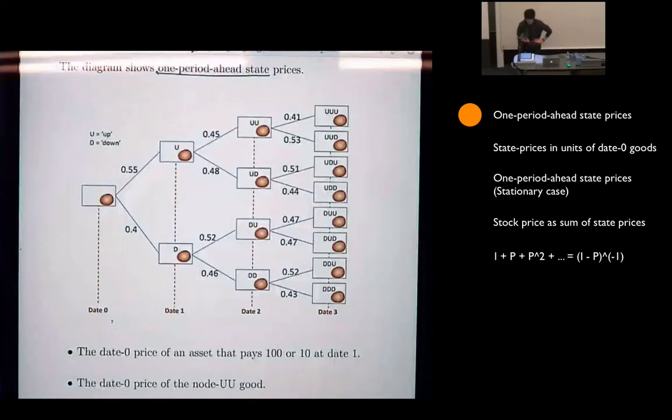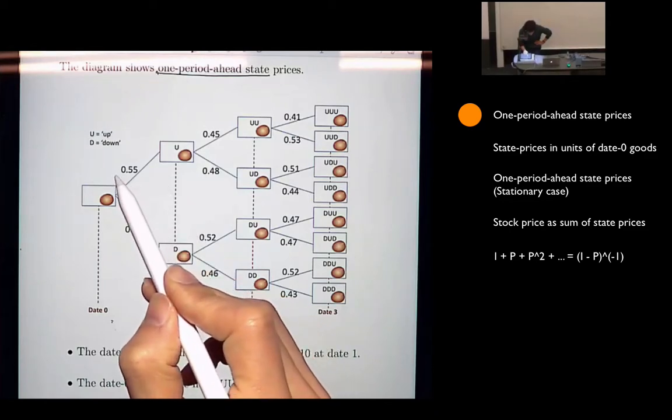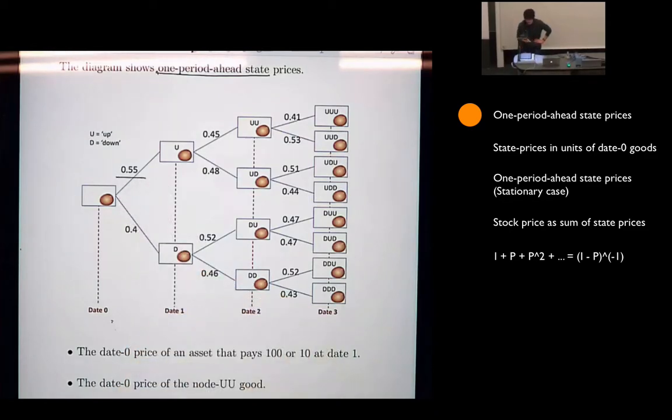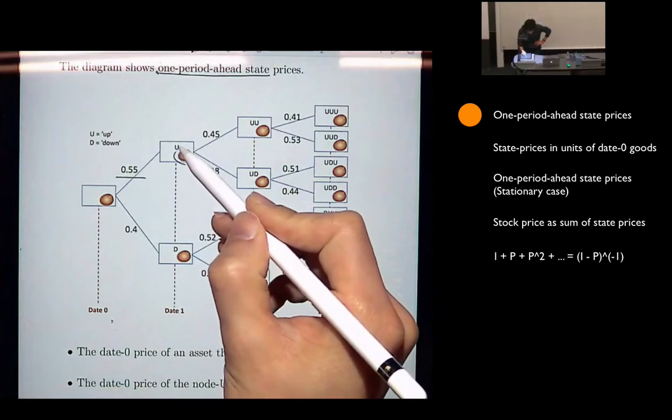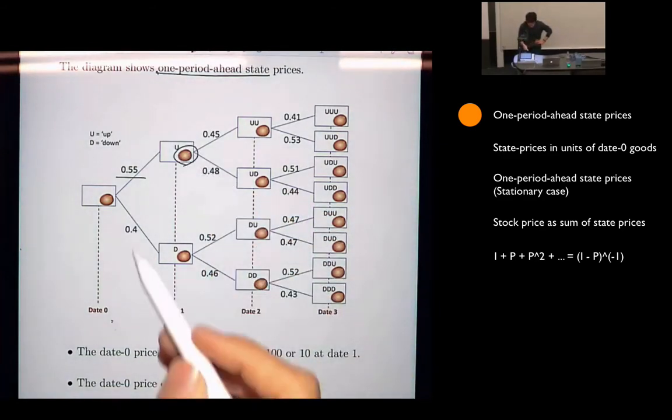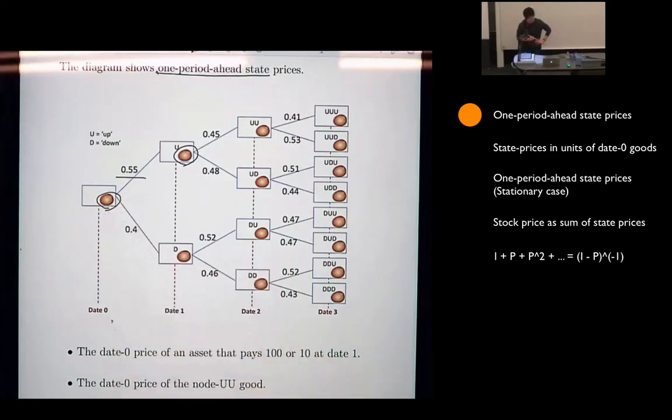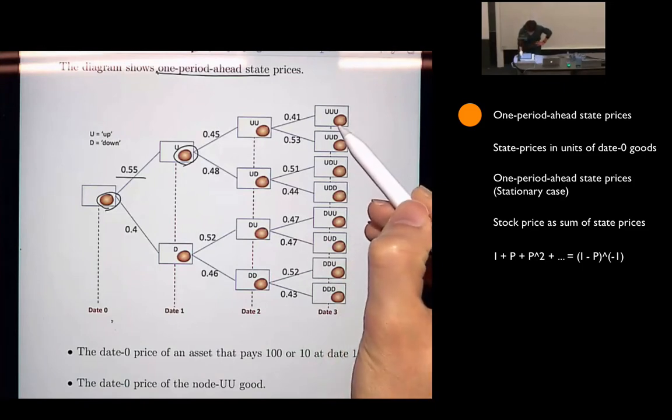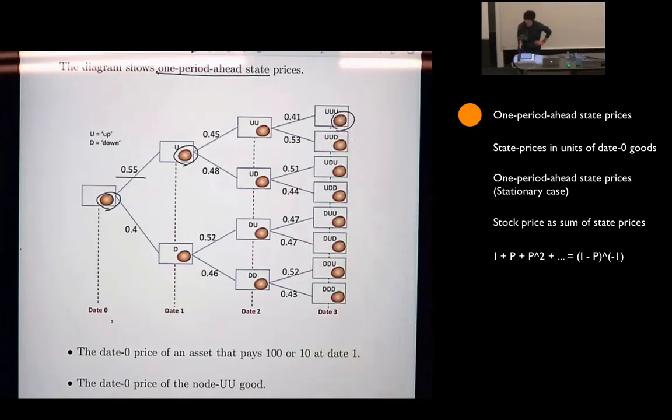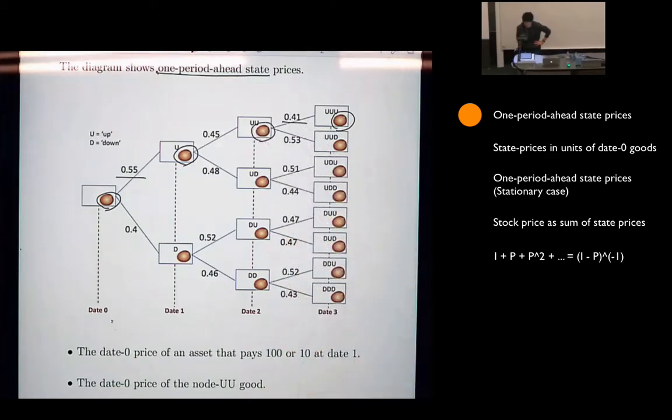One period ahead state prices are already given. So these numbers on the branches are 1 period ahead state prices. For example, the price of this potato, the node U potato, is 0.55 units of the date 0 potato. And the price of this potato, node UUU potato, is 0.41 units of this node UU potato.